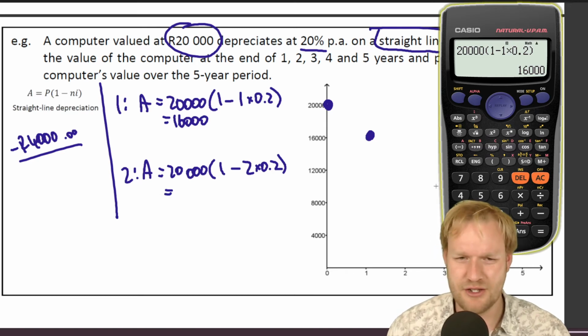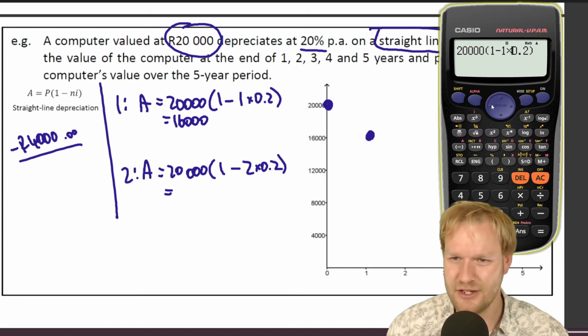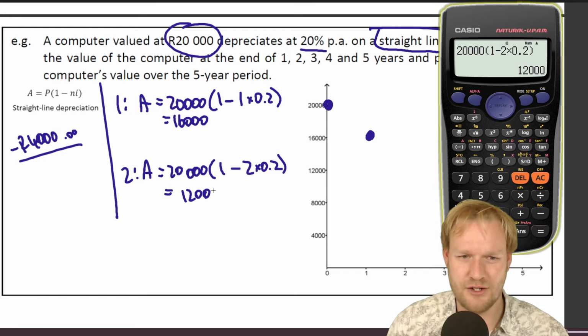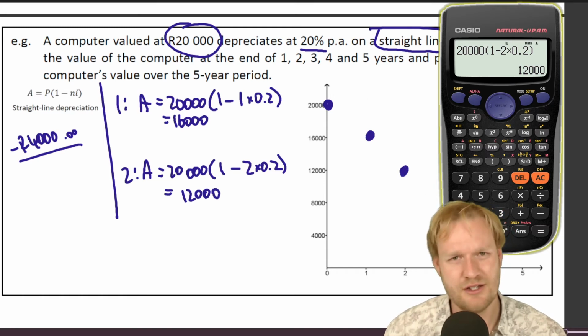So we plug that into the calculator. Mine is still up and ready to go. It's still there, so I can just change that 1 to a 2, and it is worth 12,000 Rand. Okay, so there's 12,000 Rand.